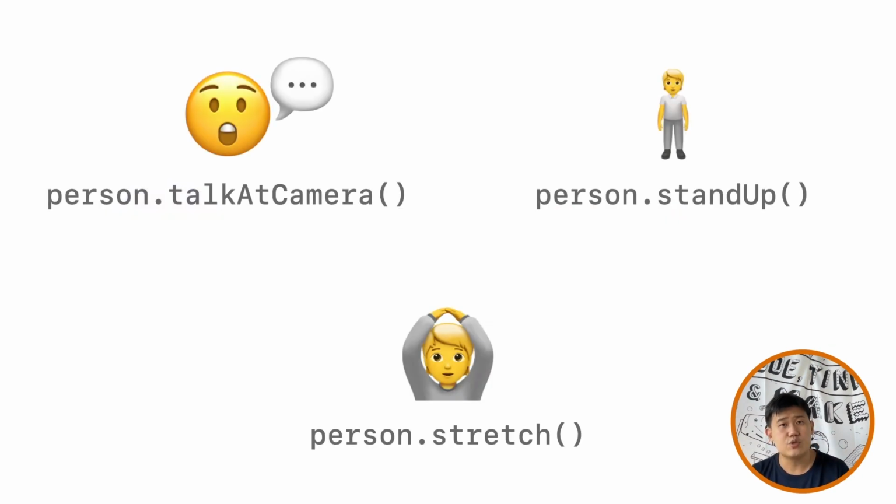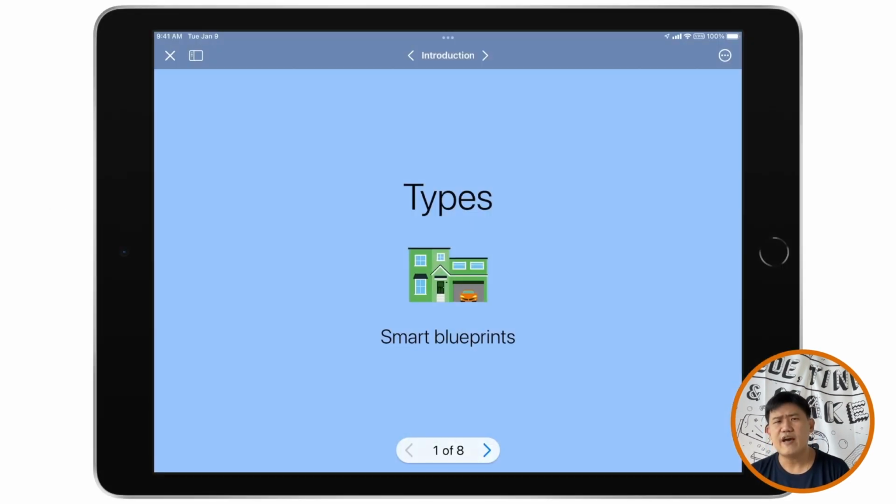Each person can also do certain things. So for example, I can talk at a camera, and I think you can too if you had a camera. I can stand up. I can stretch. And these are all different things, different commands that a person type can do. So we have properties, which are actually variables, and we have commands, which are things that a person can do.